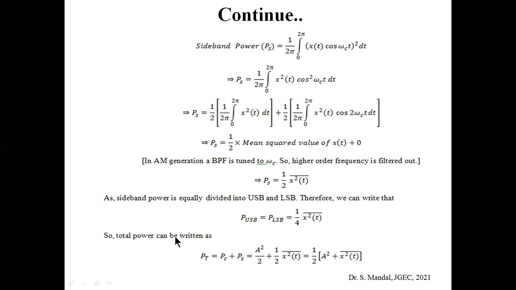Now total power can be written as Pt equal to Pc plus Ps. So A square by 2 plus half x square t mod. This is the corresponding expression for the total power content in the DSBFC signal. If there is no carrier term in the signal, then total power is nothing but the sideband power. That is the scenario for DSBSC. So the total power for DSBSC is only half x square t mod. Clear? This derivation is very important for you.